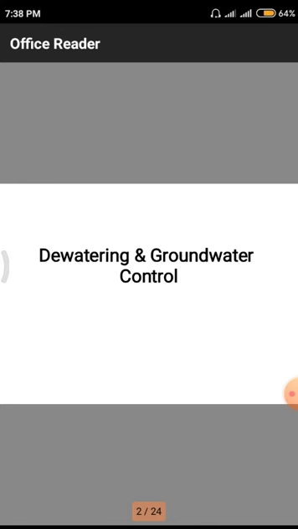Otherwise, due to salt water intrusion, which nowadays is the most widely discussed topic. Why? Because salt water intrusion takes place in coastal areas. That means our Andhra Pradesh has a huge amount of coastal area from Srikakulam to Nellore, so we need to focus on this salt water intrusion. All those things come under groundwater control.